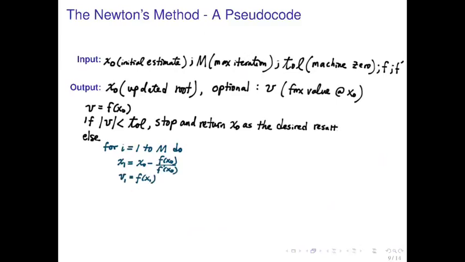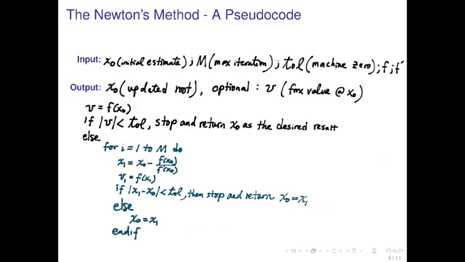Again, if the function value is already close enough to 0, then we would stop and return x sub 1 as the desired root. Or another way to just have a stopping criteria is to look at the differences between the updated root x sub 1 and the previous root x sub 0. If this stopping criteria is not met, we're just going to assign the updated root to what was calculated just now, which is x sub 1. This portion right here is together, and we can also end the for loop here as well.